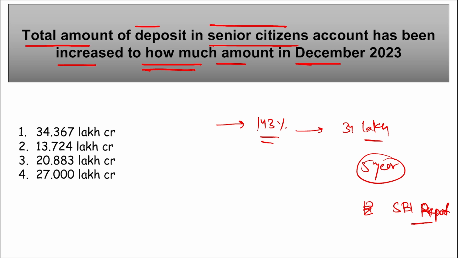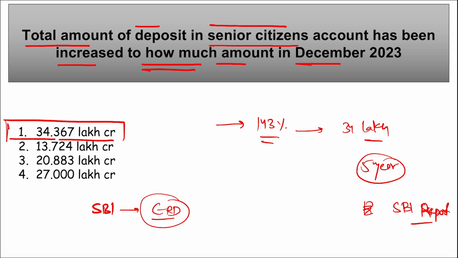So it has been increased to 34.367 lakh crore rupees. This data was released by SBI's ERD department, that is your Economic Research Department, right? And they stated that there has been an increase in the deposit in senior citizens account by 143% to 34.367 lakh crore rupees, right? And this is for the last 5 years we are saying.